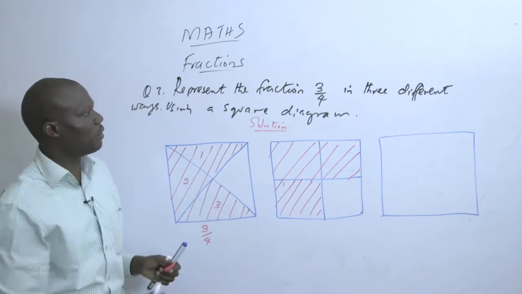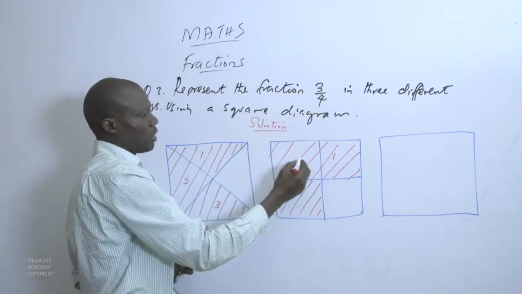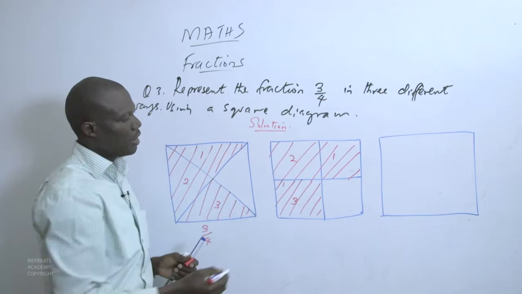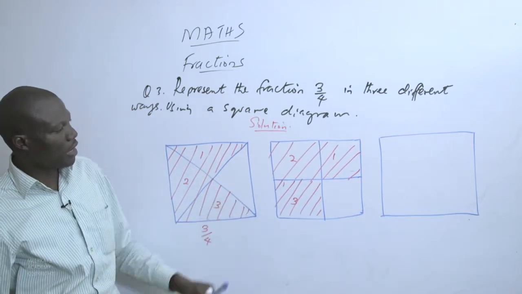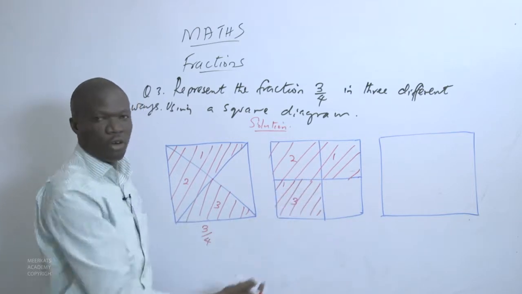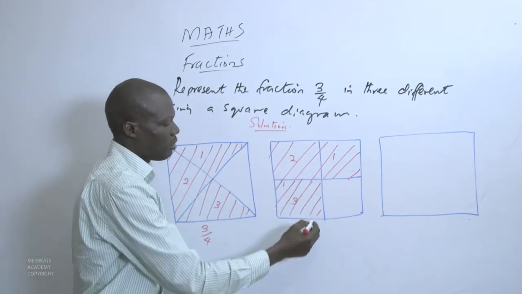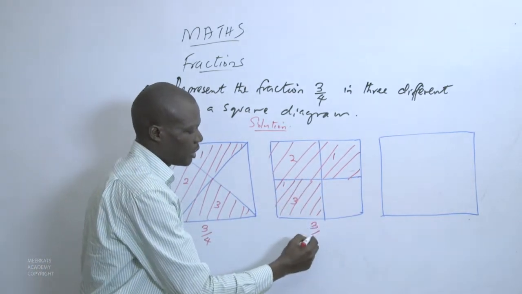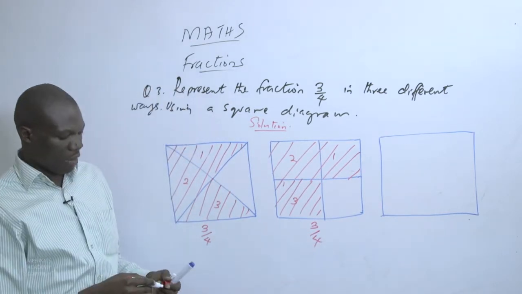We don't need to shade 4. We want to select 3. This is 1, 2, and 3. Having selected that, it means that 3 have been selected out of the 4 units. So the whole of this shaded part represents 3/4.